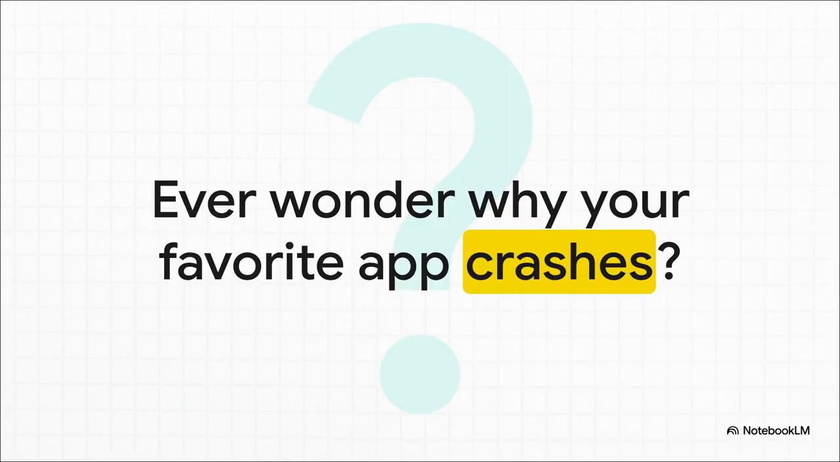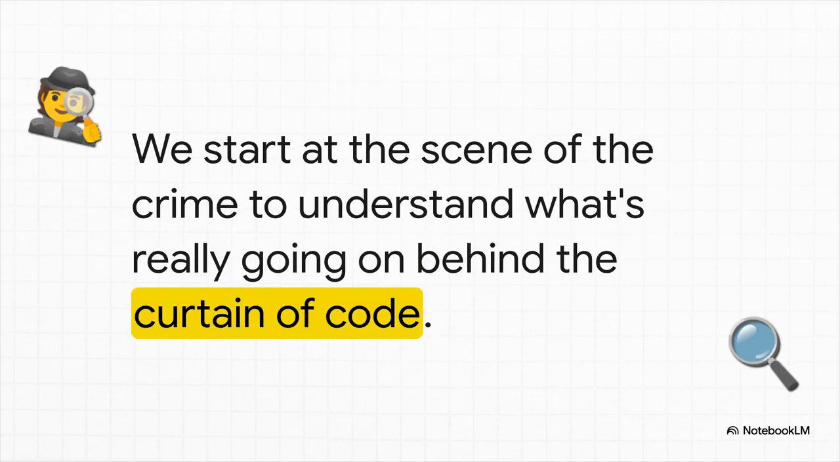We've all been there, right? You're in the middle of doing something important, and then, poof, the app just freezes up, it crashes, or it does something totally bizarre. It's so frustrating. But that crash, well, that's our mystery. It's the final scene of a crime that actually started long before you ever even launched the app. So, where do we even begin our investigation?